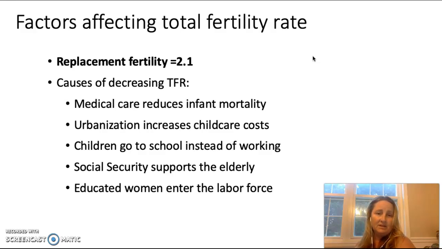When we have urbanization, it increases childcare costs, and that puts a financial burden on the families, so they're less likely to have more children. For instance, in China or Japan, when both parents are working, they have to pay these childcare costs, and so they're less likely to want to have several children because it just gets more and more money. We also have children that are going to school instead of working. So again, they become this financial burden on their family.